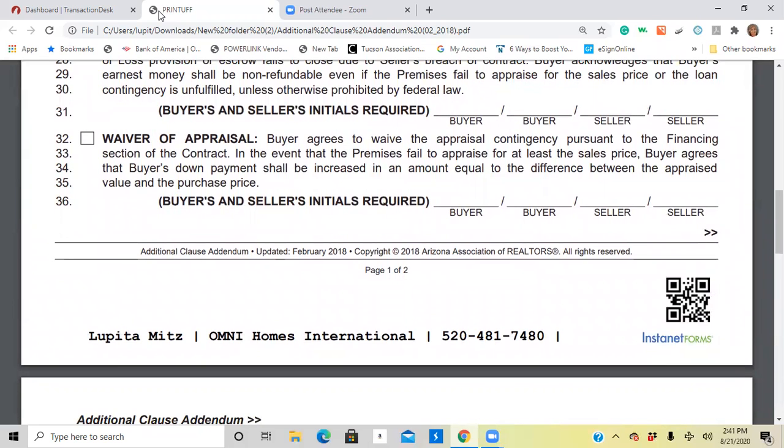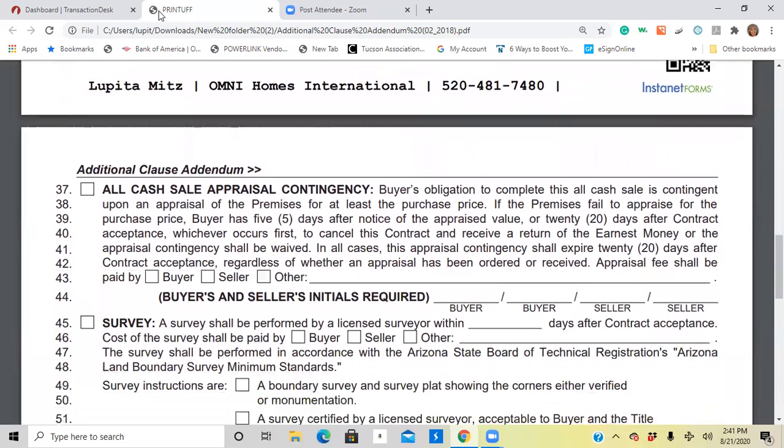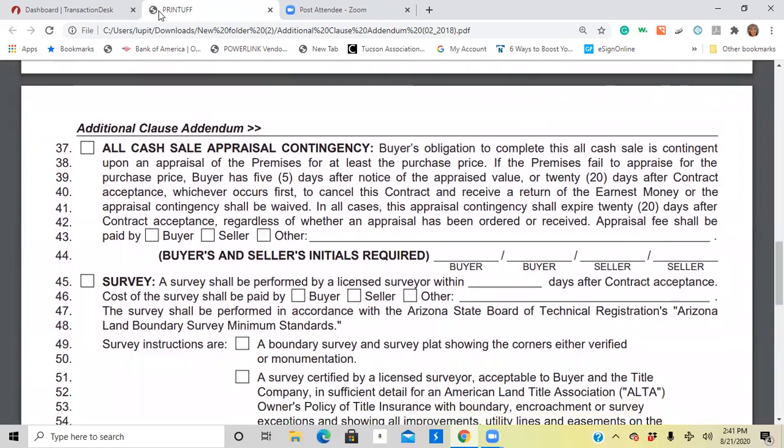The buyer agrees to waive the appraisal contingency pursuant to the financing section of the contract. In the event that the premises fail to appraise for at least the sales price, buyer agrees that buyer's down payment shall be increased in an amount equal to the difference between the appraised value and the purchase price. All-cash sale appraisal contingency.